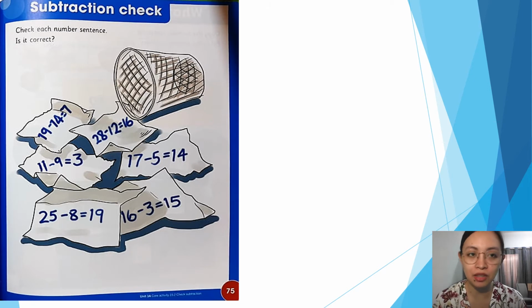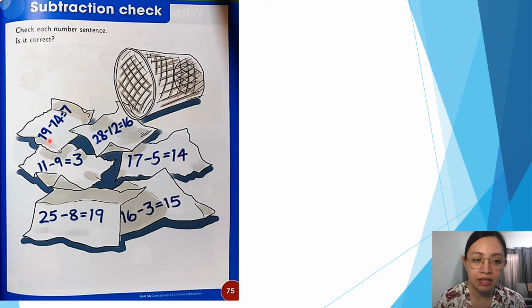So first thing that I want you to do is open your learner's book on page 75. Have you found this page? Okay, so the lesson for today will be about subtraction. Try to observe that on this page, there is a trash bin with papers. The papers have some numbers and subtractions. So check the number sentence. Is it correct? We have to solve for them one by one. This time you need your pencil, okay? So let's have the first one.